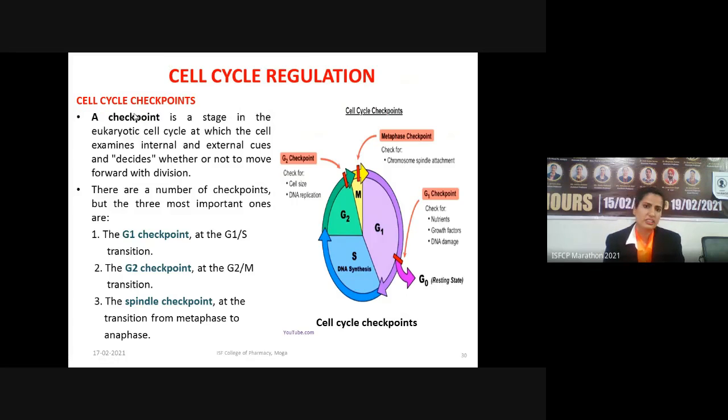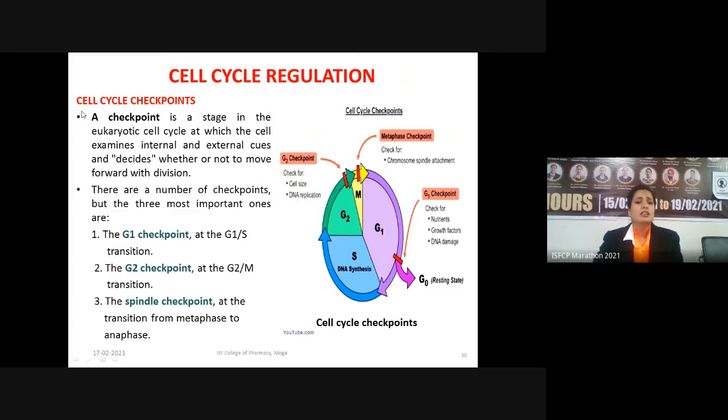So what are the checkpoints? There are different checkpoints in a cell cycle which make sure that the cell cycle is going on smoothly. They check whether there is any nutritional requirement for the cell, or whether the replication of the DNA is okay. That's why these are known as the checkpoints. So they check the process of the cell cycle completely.